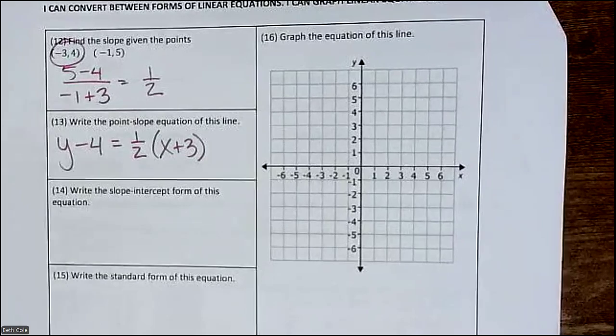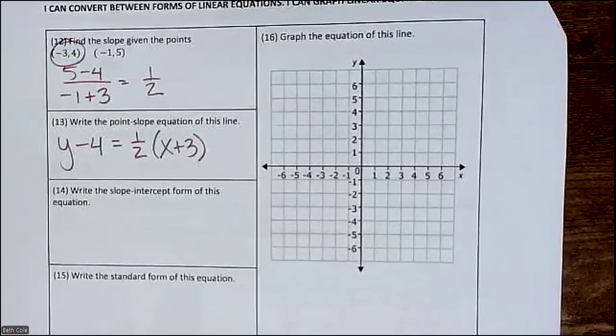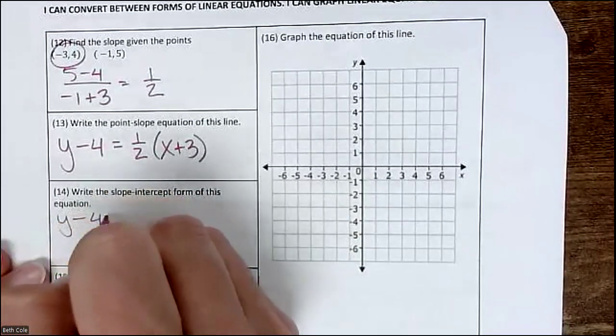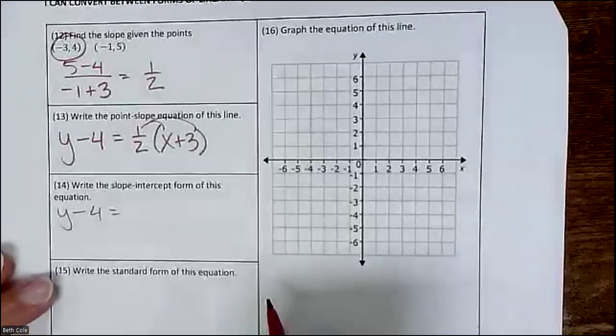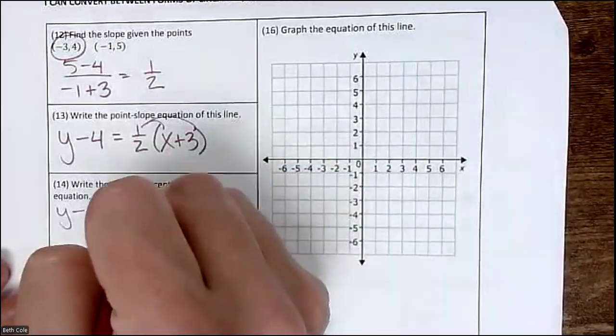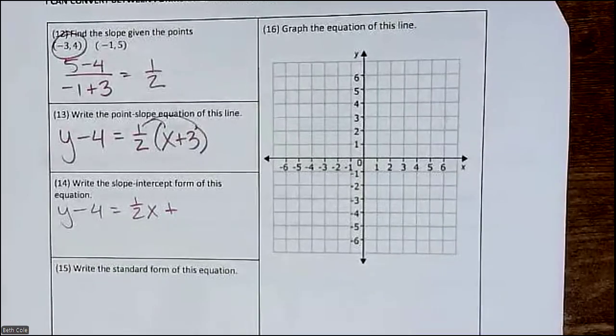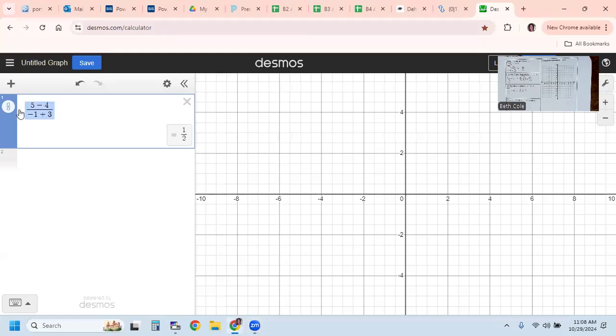All right, and we're going to do the same thing. If you're like, hey, Miss Cole, it feels like we're doing the same thing over and over again. Math is kind of like that. It is very drill and practice, all right? Y minus 4 equals, we're going to distribute our 1/2. That will be 1/2 x plus, hey, I don't know half of 3. Let me go to my calculator.